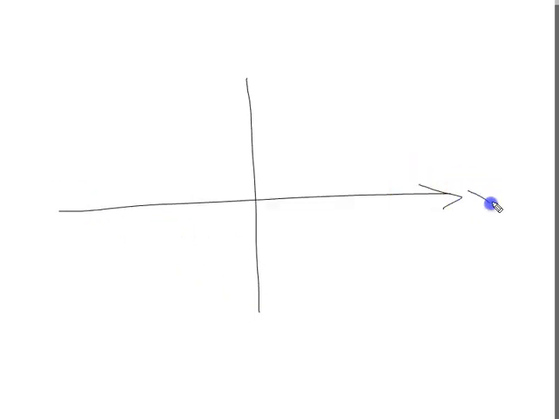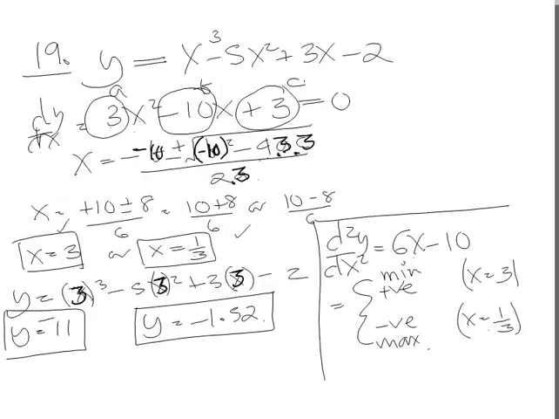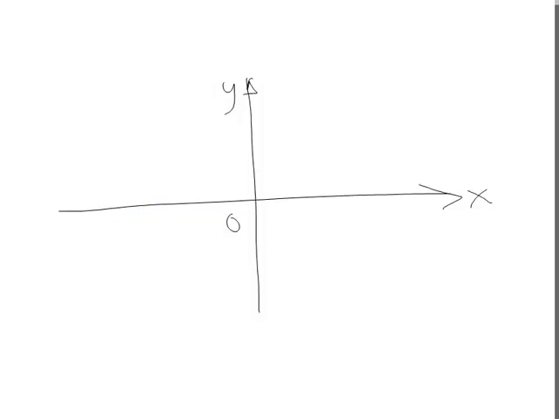So we want to plot this curve then. Let's just do it on the next page. Because it's a cubic, we want to give it a decent bit of room. X, Y, 0. And then we've got our turning points at 3 and 1/3. So mark off 3. Mark off 1/3. Now the values.